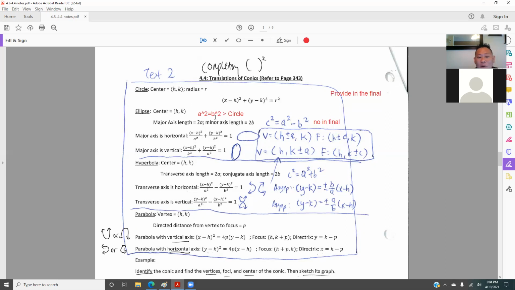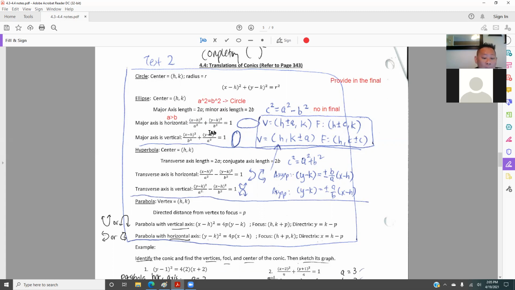So that is how you figure out. Usually in this case, your a squared is bigger than b squared. Okay, usually your a is greater than b. But if you find out that they are equal, it's a circle. Okay, you will get a circle in this case.